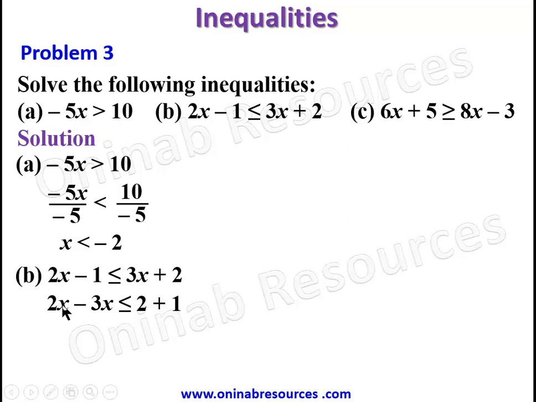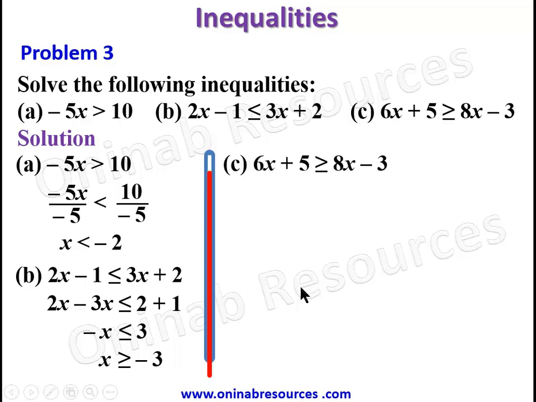So that we now have 2x minus 3x gives negative x less than or equal to 3, since 2 plus 1 is 3. Now we can't leave this negative here, so we transfer it to the right hand side since it is negative x and reverse this symbol. Our answer will now be x greater than or equal to negative 3, which gives the solution of problem 3b. We go to problem 3c.